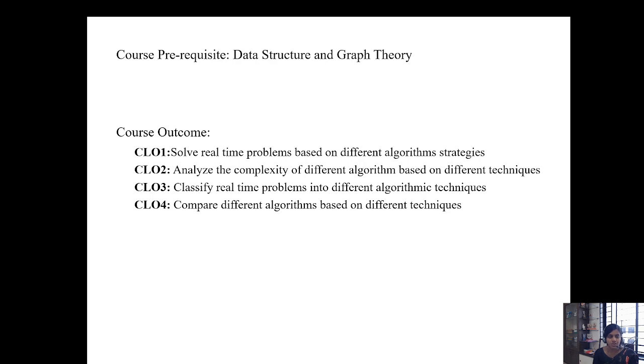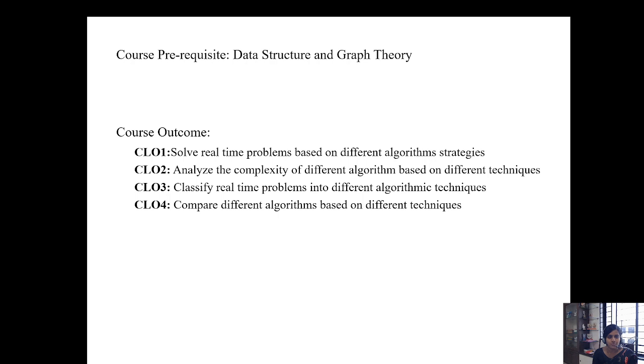The first course learning outcome is to solve real-time problems based on different algorithmic strategies. In this subject, we are going to study different algorithm techniques to solve real-time problems. So when we study all the different algorithm techniques, we will be able to analyze and solve real-time problems. If we are able to do this, then we can achieve our first course learning outcome.